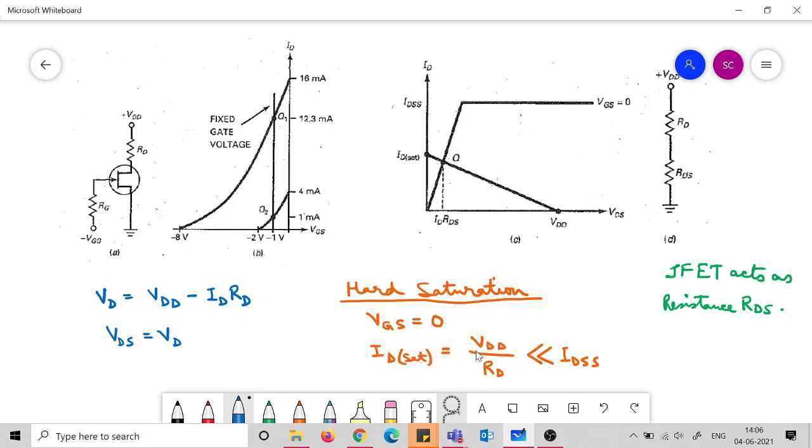How can we ensure this? How can we have control on the ID sat current? VDD is already set up, but RD is in our hand. So by having a very high value of RD here, we can ensure that this current is quite less. However, there is some current.